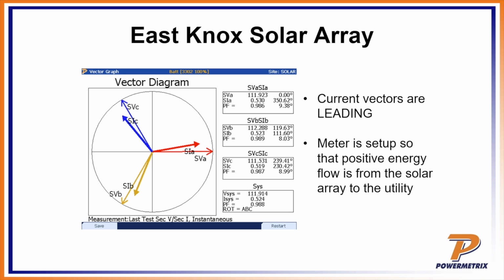And so, looking at the vector diagram, the current vectors are going to be closely aligned with the voltage vectors, and that means that, hey, we are generating energy and we are delivering it to our customer, which in this case is the utility. The other thing I'd like to point out is that these current vectors are actually leading, and so what that means is we've got a fair amount of capacitance on this array, and so that would actually be in the fourth quadrant from the four quadrants that we talked about earlier.